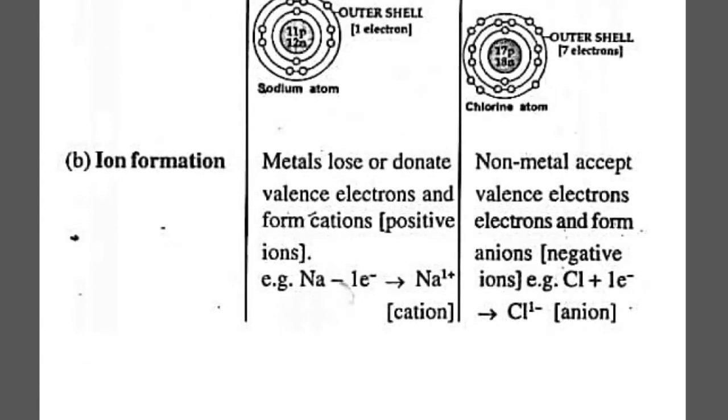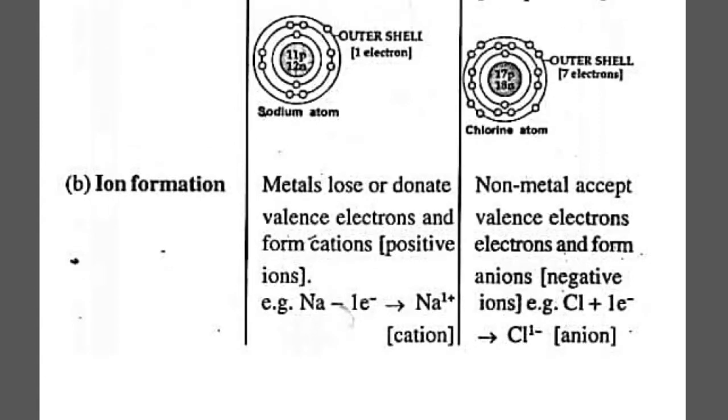Similarly, when we talk about ion formation, it is simply what? The appearing of any charge on any of the atoms, whether it is positive or negative. How come we decide whether a positive charge is created or a negative charge? It is simple. How can you remember?